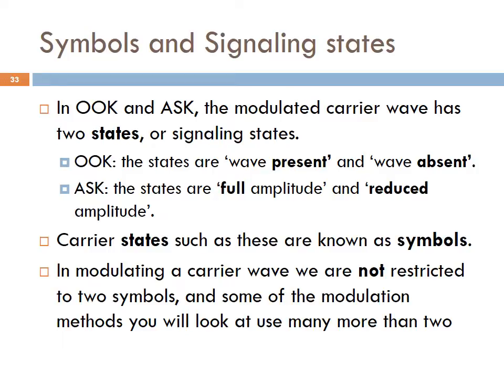In OOK and ASK, the modulated carrier wave has two states or signaling states. In OOK, the states are wave present and wave absent. In ASK, the states are full amplitude and reduced amplitude to represent zeros and ones, as we have previously described. Carrier states such as these are known as symbols, and a symbol has a duration tau. In modulating a carrier wave, we are not restricted to two symbols, and some of the modulation methods use many more than two.